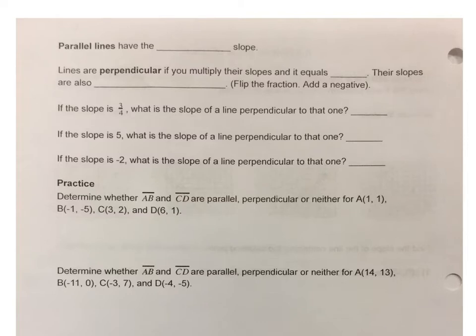Parallel lines have the same slope. If my line is 1/3 on one line for the slope, the other one is 1/3. Perpendicular lines, if you multiply their slopes, it'll equal -1. Their slopes are opposite reciprocal. That means you flip the fraction and add a negative.